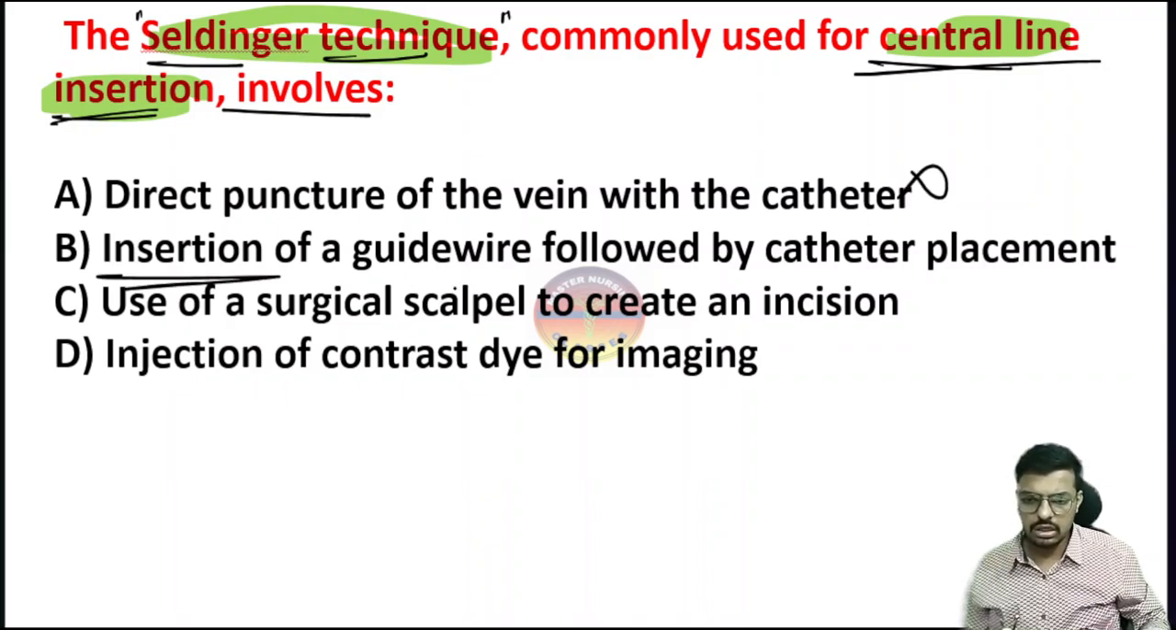Then comes option B: insertion of the guide wire followed by the catheter placement.